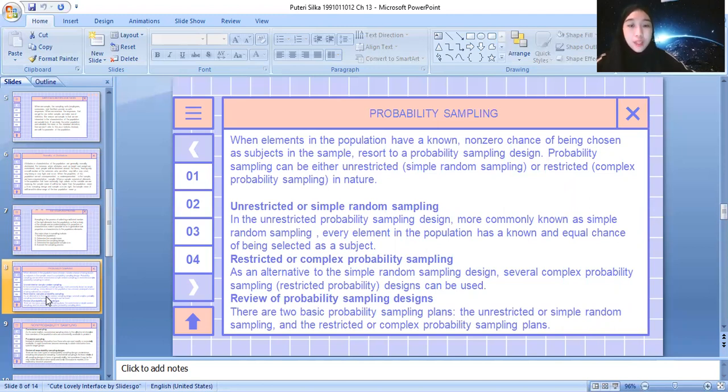Restricted or complex probability sampling. As an alternative to the simple random sampling design, several complex probability sampling designs, known as restricted probability designs, can be used. And last is review of probability sampling designs. There are two basic probability sampling plans: the unrestricted or simple random sampling, and the restricted or complex probability sampling plans.